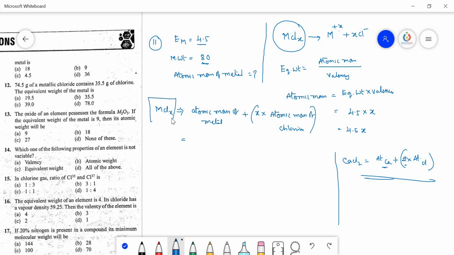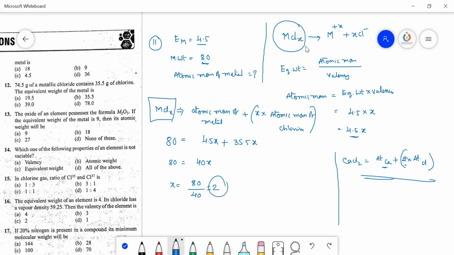So molecular mass of the metallic chloride is how much? 80 grams. They said 80 equals atomic mass of the metal, how much we calculated? 4.5x plus atomic mass of each chlorine is how much? 35.5. So here it is 35.5 into x equals 35.5x. So 80 equals 4.5x plus 35.5x. This is how much? 36 plus 4, 40x. So x equals 80 by 40 equals 2.